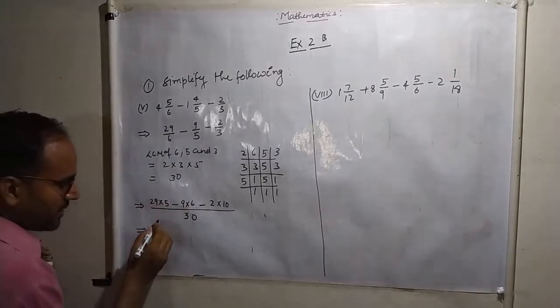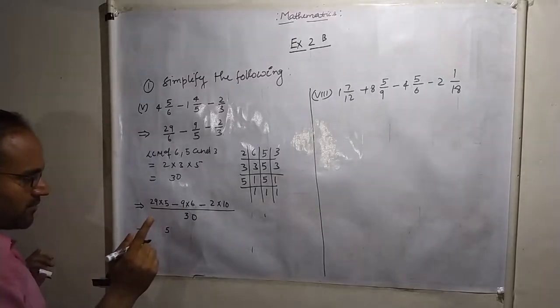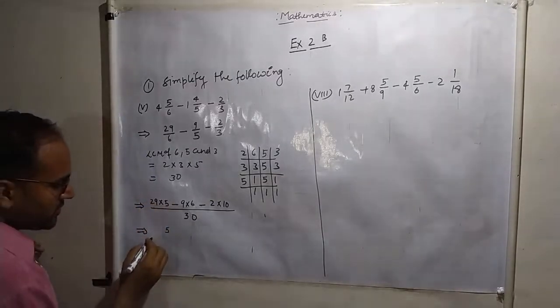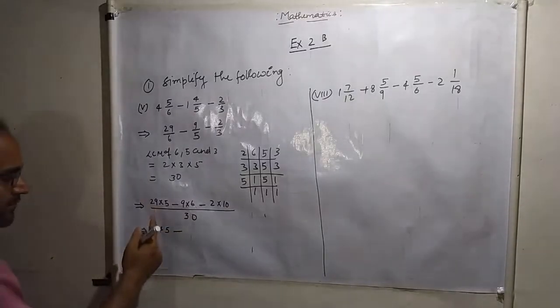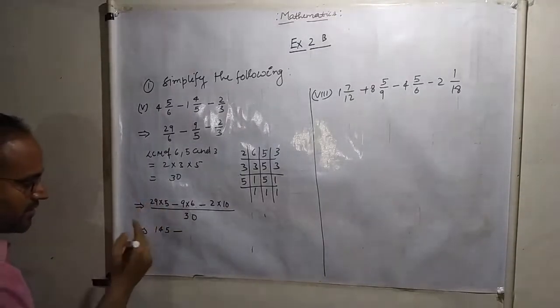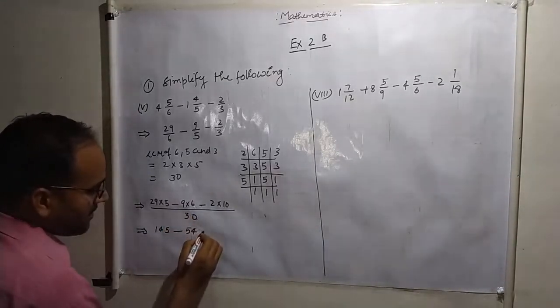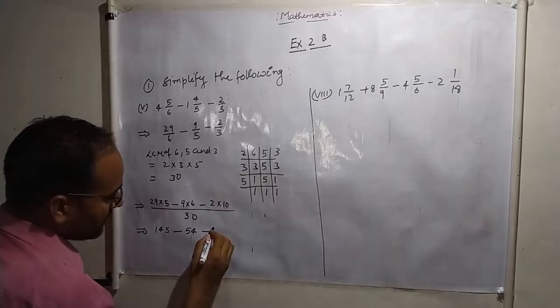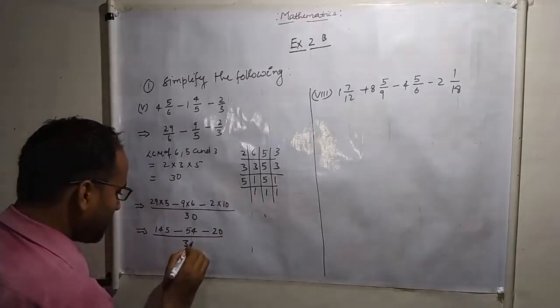So 29 fives: 9 fives are 45, 4 carry, and 2 fives are 10 and 4, 14. 9 sixes are 54, minus 2 tens are 20, upon 30.